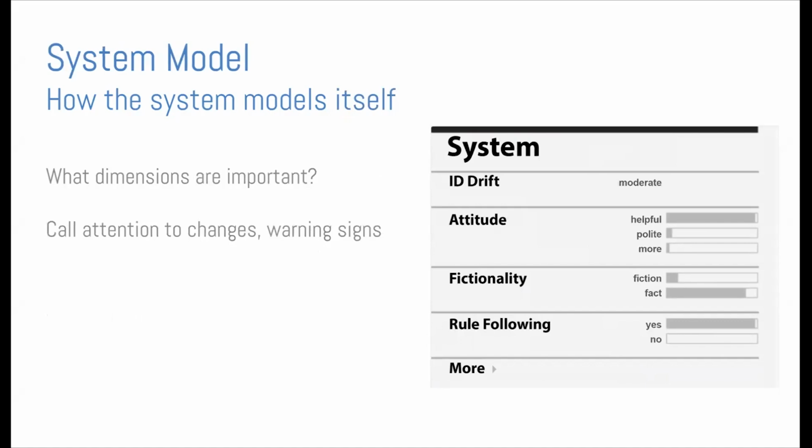Similarly, you might want to know things about the system itself, like is it drifting away from its original prompt? What is its attitude, fictionality, and so forth? And maybe especially if it changes, like if you thought it was telling you the truth, and in fact, maybe it was for a while, and suddenly there's a change internally for some reason where, oops, it started writing a novel.